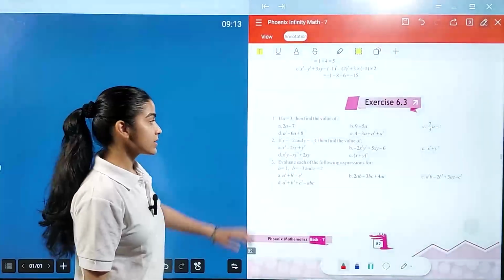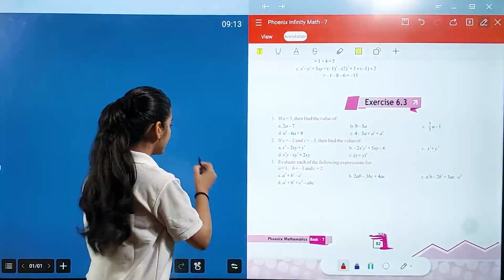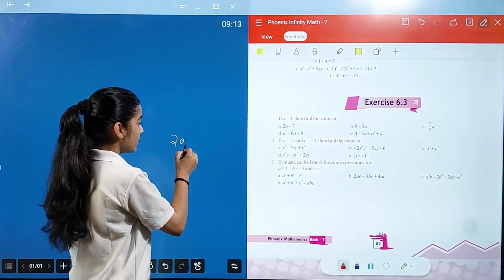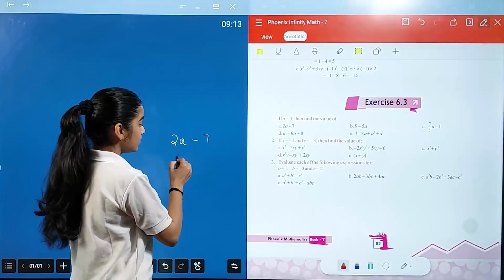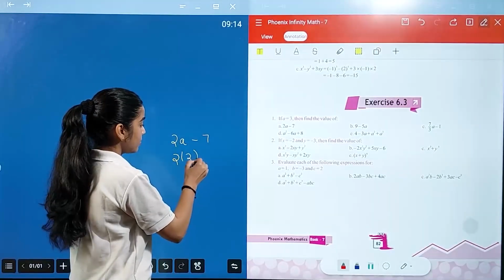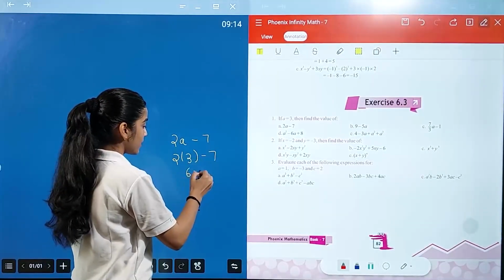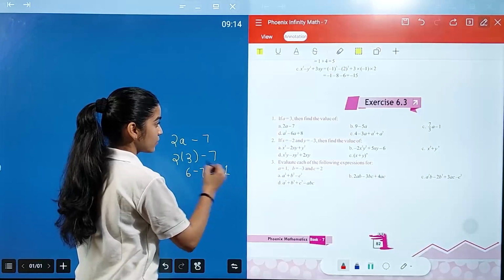Now we have our exercise 6.3. a is equal to 3, which means 2a minus 7. 2 multiplied by 3 minus 7. 2 threes are 6. Minus 7 is equal to minus 1.